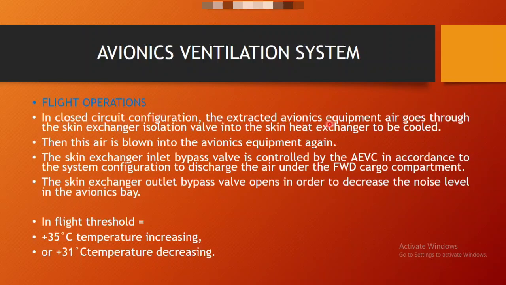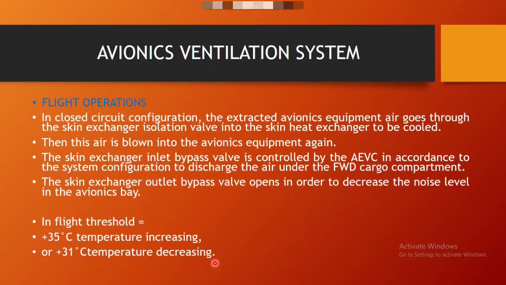The extracted avionics equipment air goes through a skin exchanger isolation valve into the skin heat exchanger to be cooled. Then this air is blown into the avionics equipment again. The skin exchanger inlet bypass valve is controlled by the AEVC computer in accordance with the system configuration to discharge air under the forward cargo compartment. The skin exchanger outlet bypass valve opens in order to decrease the noise level in the avionics bay. So this is just to reduce the noise level.